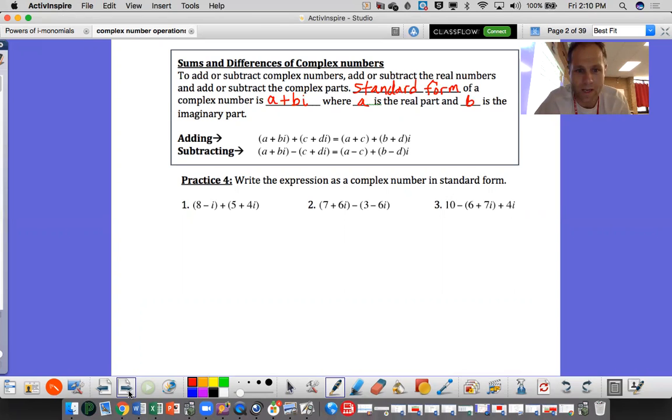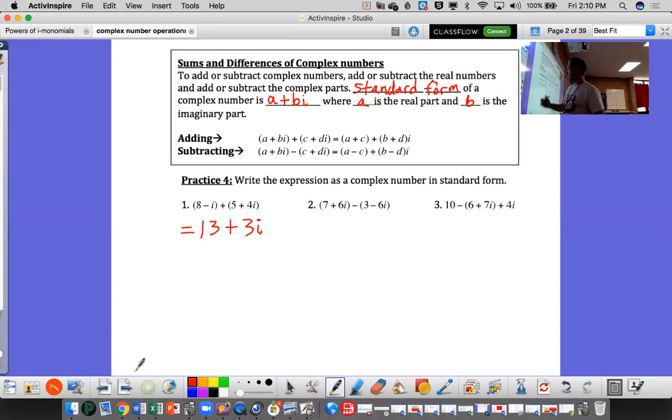Number 1's no surprise, okay? Number 1 should be 13 plus 3i. And if you're stuck on that, I think we got more problems than we know what to do with. Basically, you just combine like terms. 8 and 5 make 13. This is -1 plus 4 makes positive 3i, okay? That's as far as it goes because you can't add the 13 to the 3 because they're not like terms anymore. 13's real, 3's imaginary, 3i.